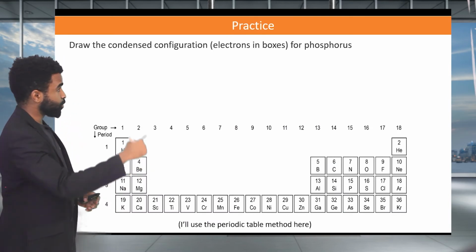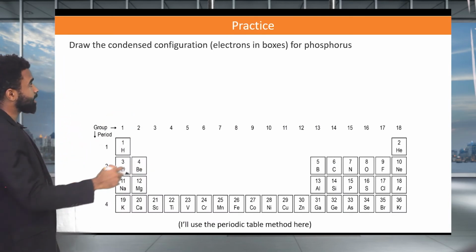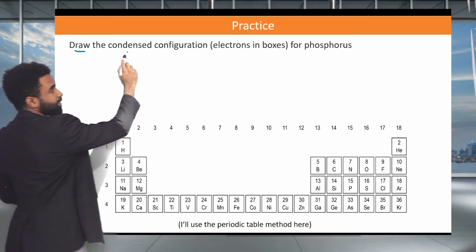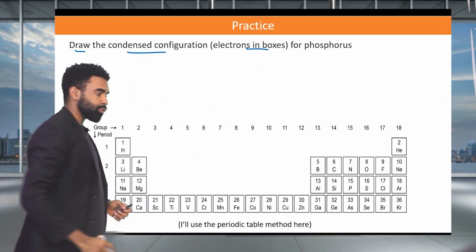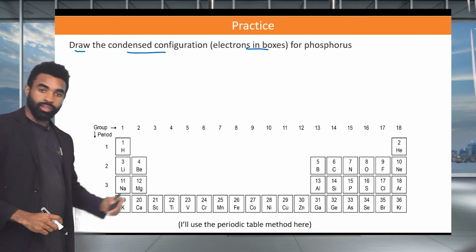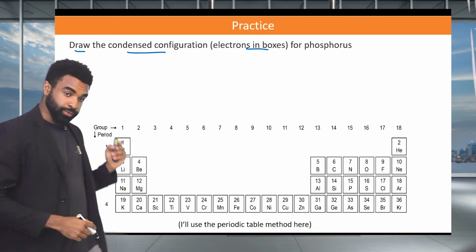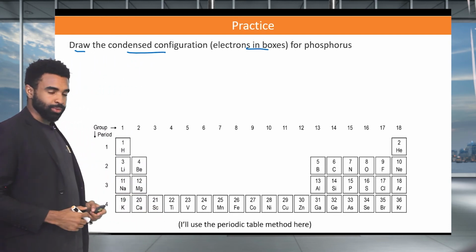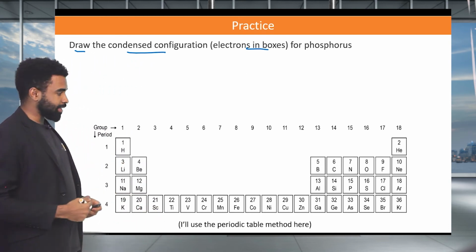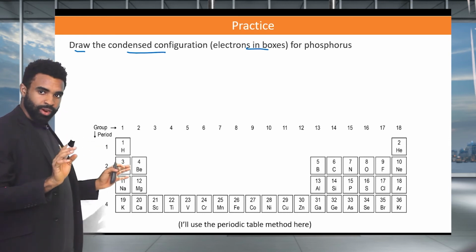Now we move on to phosphorus. Here they ask us to draw the condensed configuration, and they specify electrons in boxes for phosphorus. For this one, I'm going to use the periodic table method. So first we locate phosphorus on the periodic table. We see it there. It has 15 protons. Therefore, we need to have 15 electrons. Okay. And we're going to use the periodic table method.